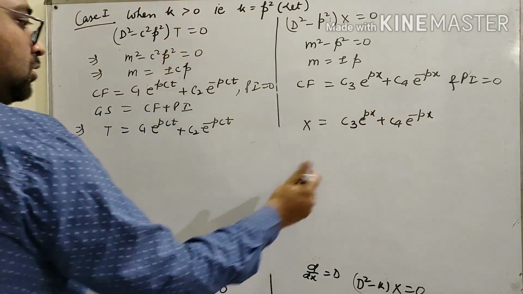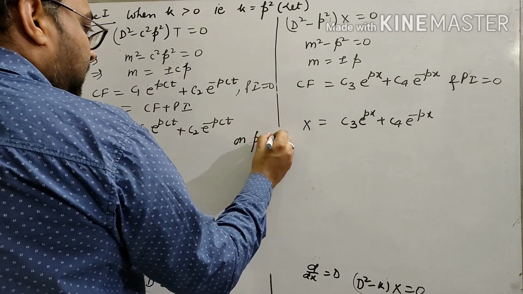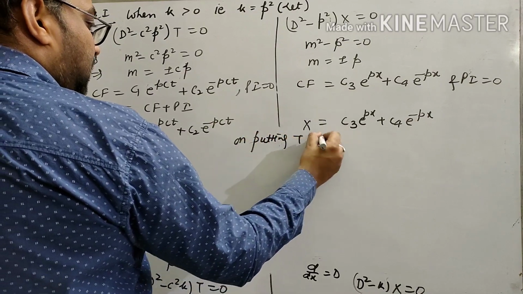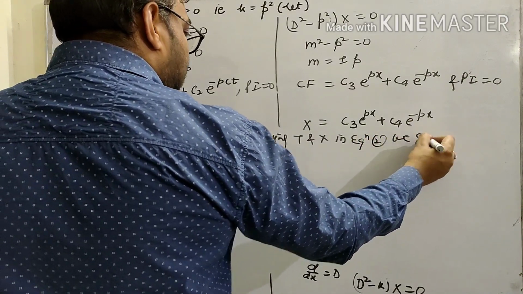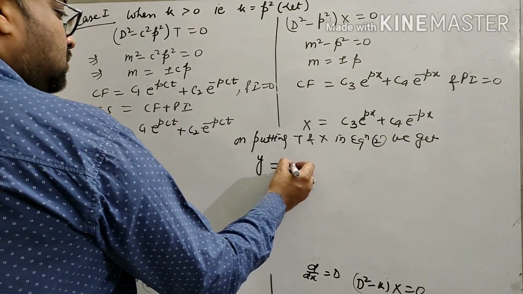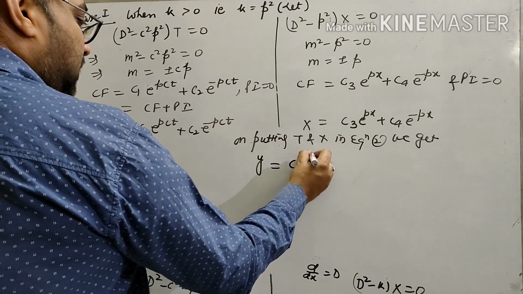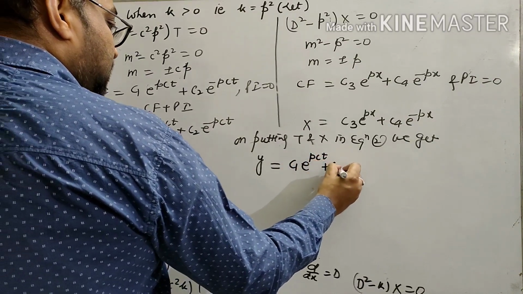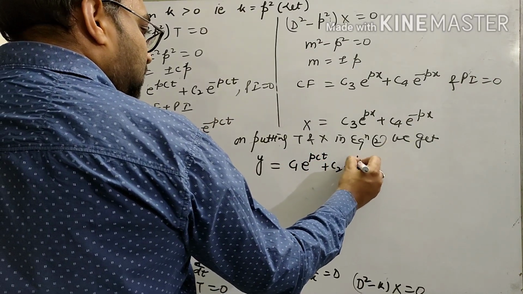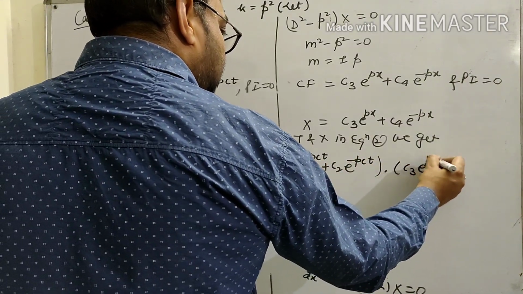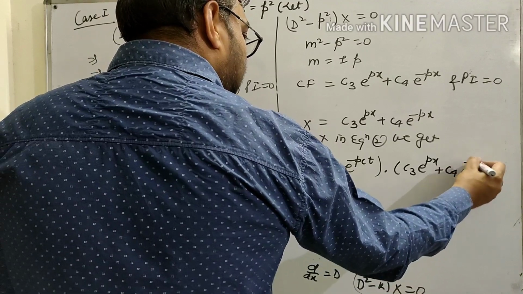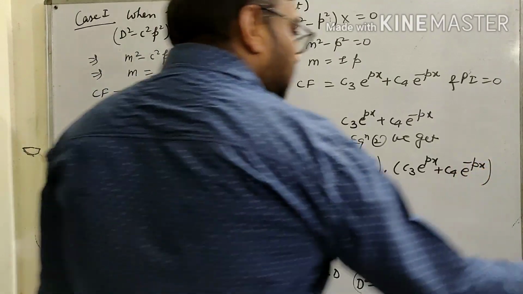So on putting capital T and capital X in equation number 2, we get y equals C1 e raised to power pct plus C2 e raised to power minus pct, into C3 e raised to power px plus C4 e raised to power minus px.